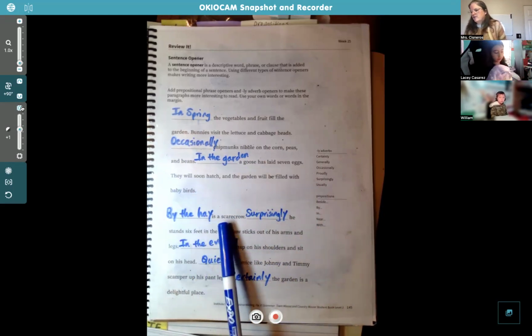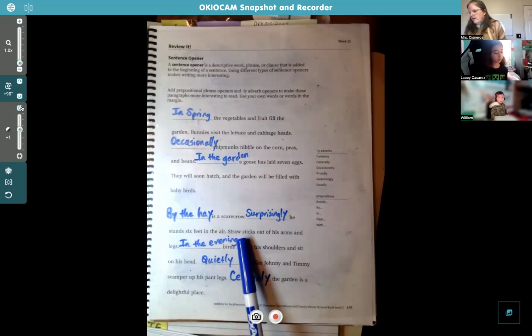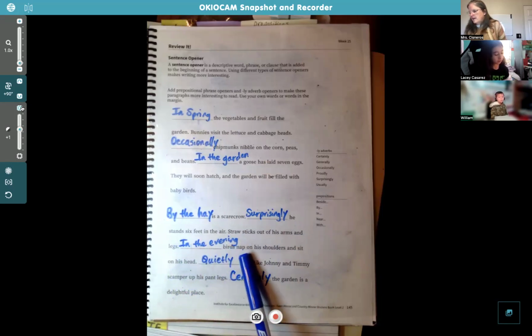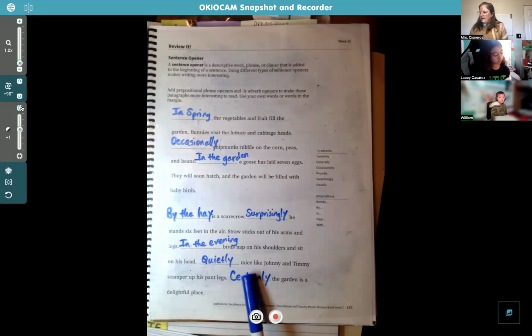By the hay is a scarecrow. Surprisingly, he stands 6 feet in the air. Straw sticks out of his arms and legs. In the evening, birds nap on his shoulders and sit on his head. Quietly, mice like Johnny and Timmy scamper up his pant legs. Certainly, the garden is a delightful place.